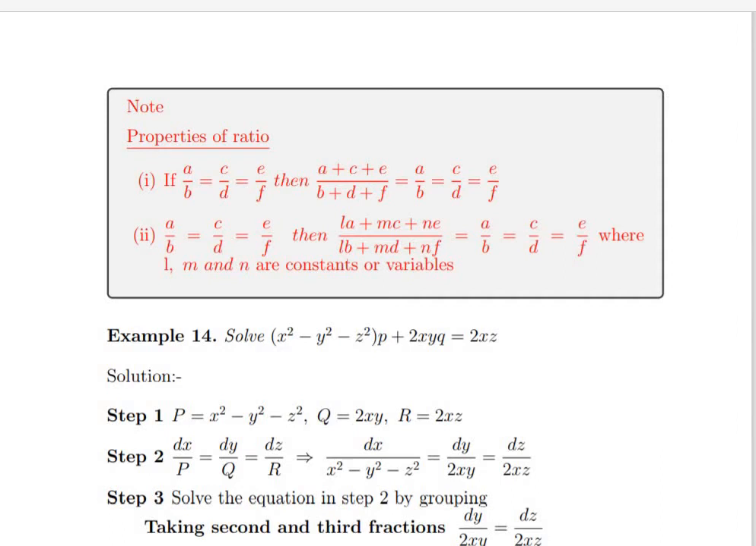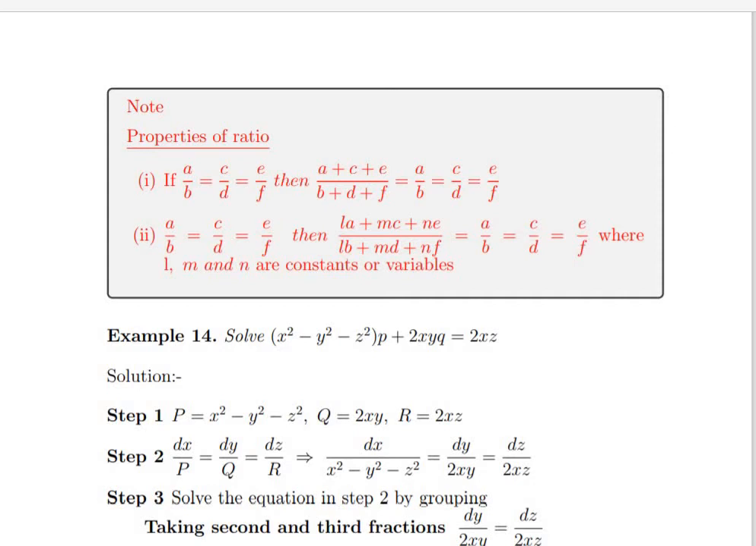Consider a question. Solve x square minus y square minus z square into p plus 2xyq equal to 2xz. Here it is already in the pattern Pp plus Qq equal to R. So we can directly identify capital P equal to x square minus y square minus z square, capital Q as 2xy and capital R as 2xz. Now writing in the auxiliary equation pattern, we will get it as dx by x square minus y square minus z square equal to dy by 2xy equal to dz by 2xz.